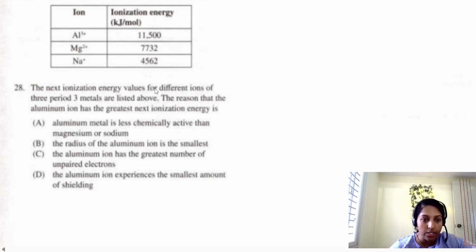The next ionization energy values for different ions of period 3 metals are listed above. The reason that the aluminum ion has the greatest next ionization energy is... So what do you mean by next ionization energy? See, aluminum is now already 3+. Next ionization energy means removing another electron from this aluminum. So what will it become? At that time it will become Al4+ and release one electron.